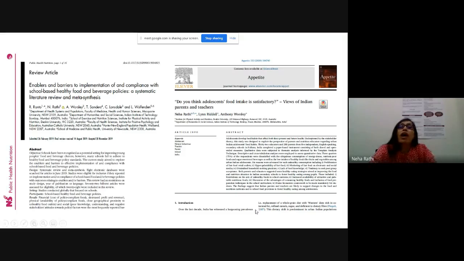I'm not sure how many of you have already started collecting your literature review for your thesis. If you've already started, I'm sure you have seen some journal articles. But for those who have never seen how a journal article looks, I'm sharing here two screenshots. I don't know if you can see it very clearly. There's one review article in Public Health Nutrition, and there's one in Appetite. These are two screenshots of the first page of the research article.